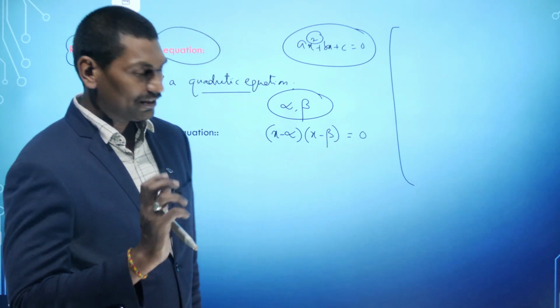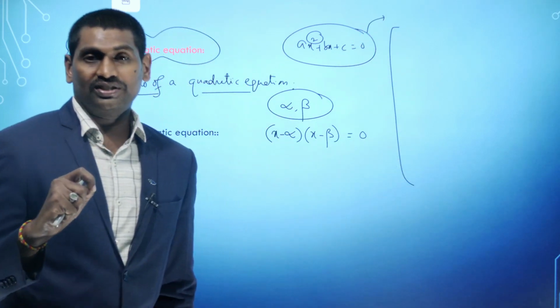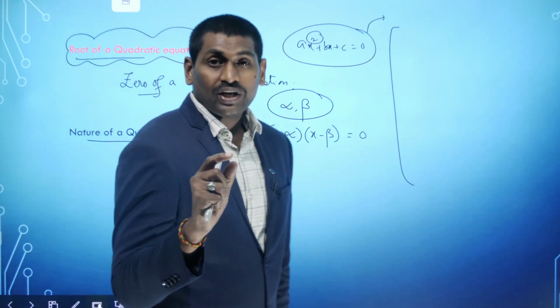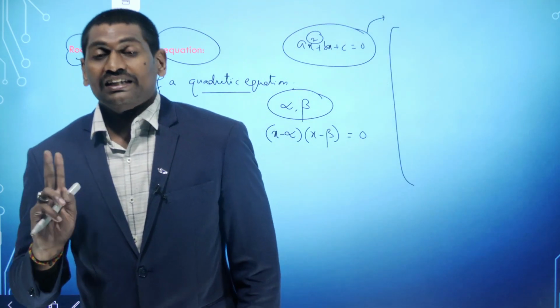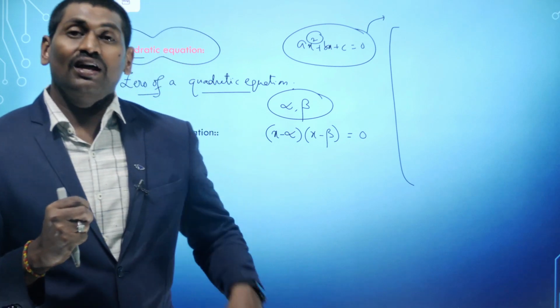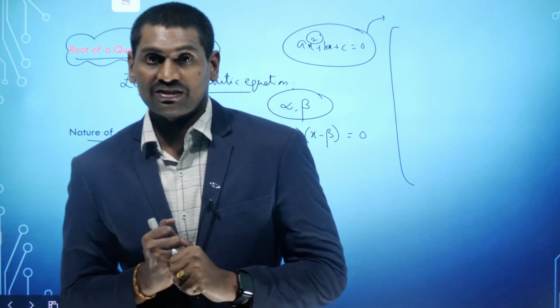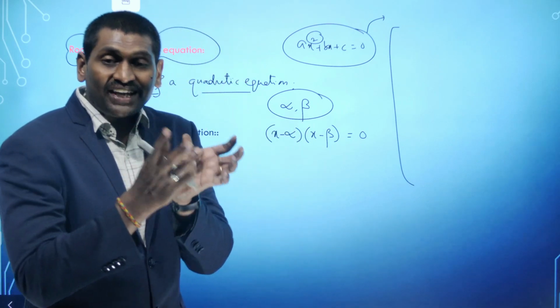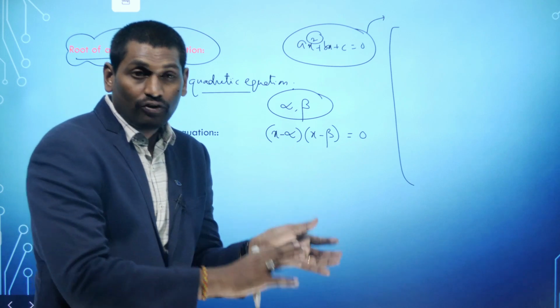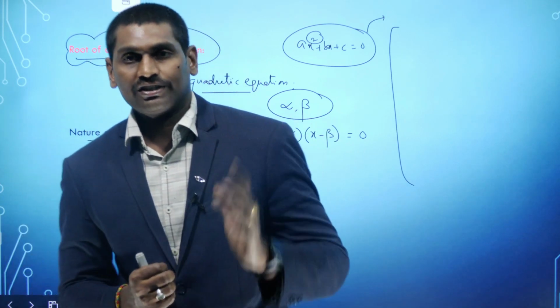Am I right? That means you already know how to factorize the quadratic equation. The quadratic equation's degree is 2, so it has 2 factors, nothing but 2 roots. That means a quadratic equation can be written as a product of 2 factors. I have taken alpha, beta as the roots. Then we can express a quadratic equation in the form (x minus alpha)(x minus beta) equals 0, according to the factor theorem.